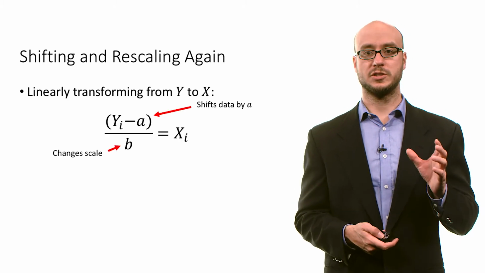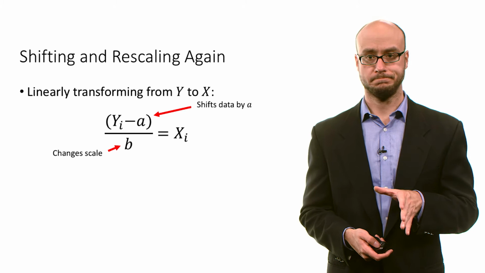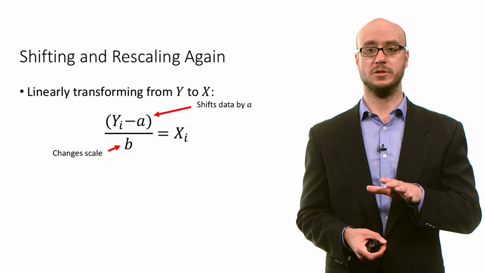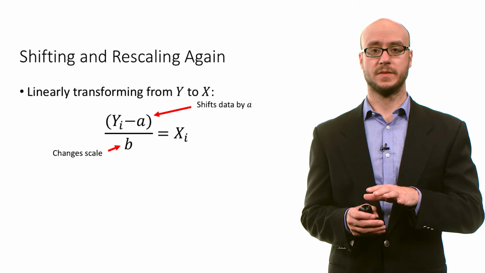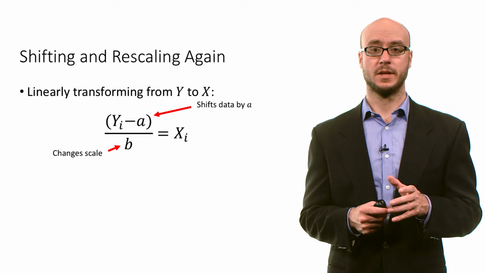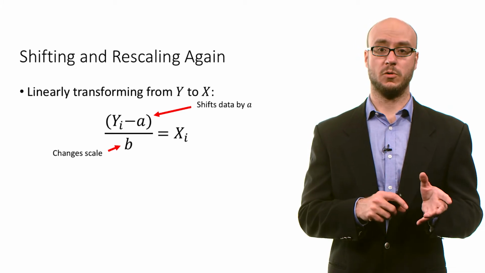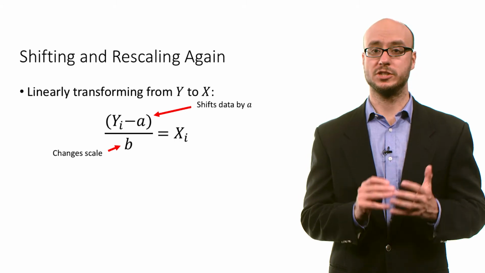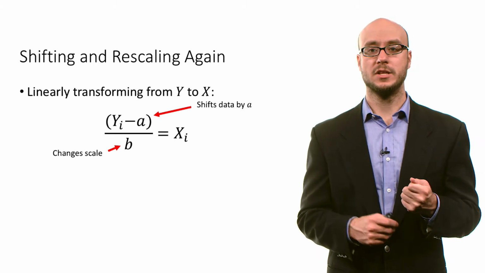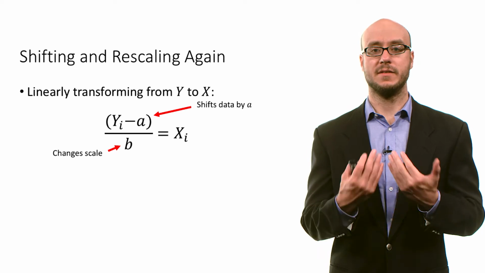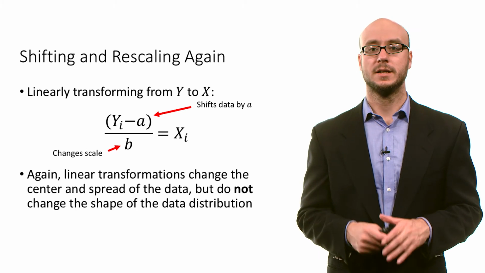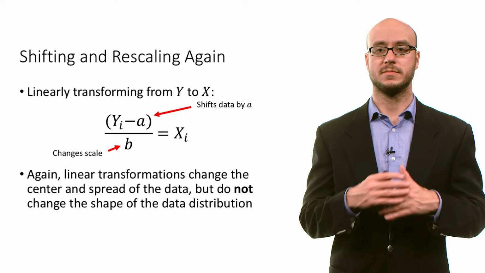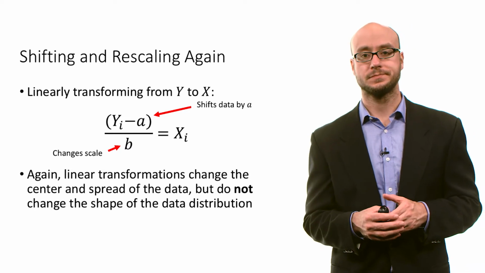So we can linearly transform from y to x. In this case, all we do is take our x variable and go back to y, or if we want to go from y back to x, it's just a slightly different way of rewriting what we just looked at. If you have a variable y, you can subtract out a and divide by b. Again, this is just a different way of rewriting the equation.